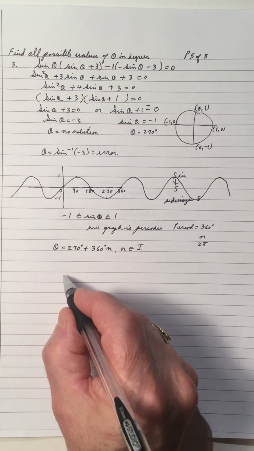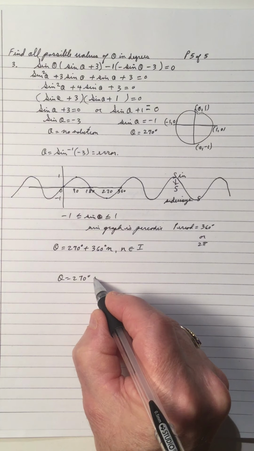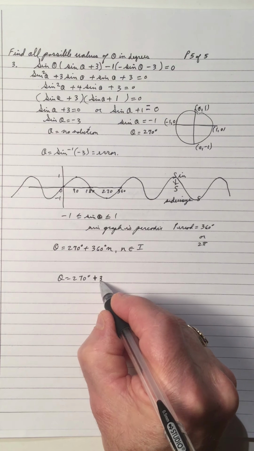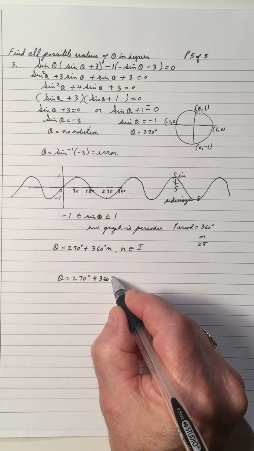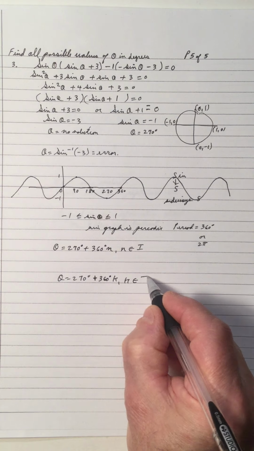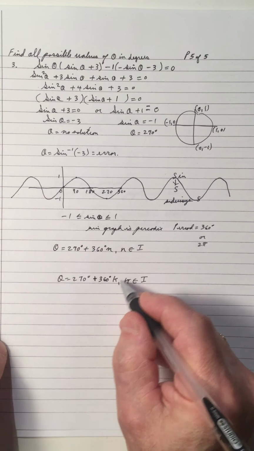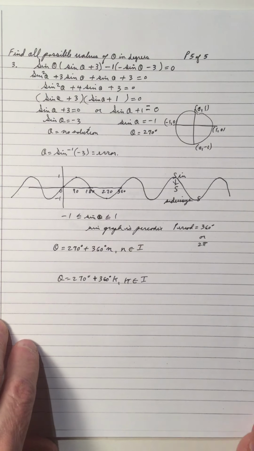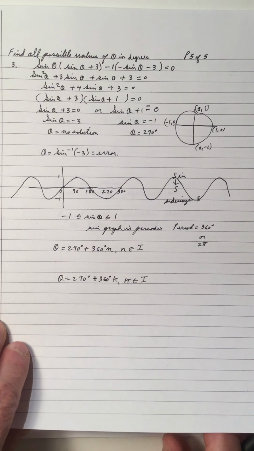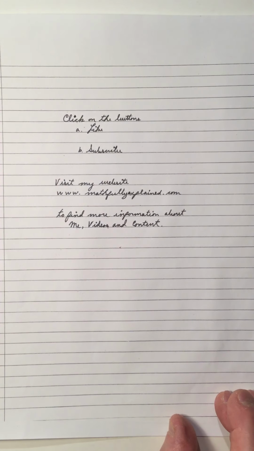So some teachers will use, instead of 360n, some teachers or books will use 360k, where k belongs to the integers. So I use an n. N is for a number. Some books use a k. And that brings us to the end of factoring with trinomials.